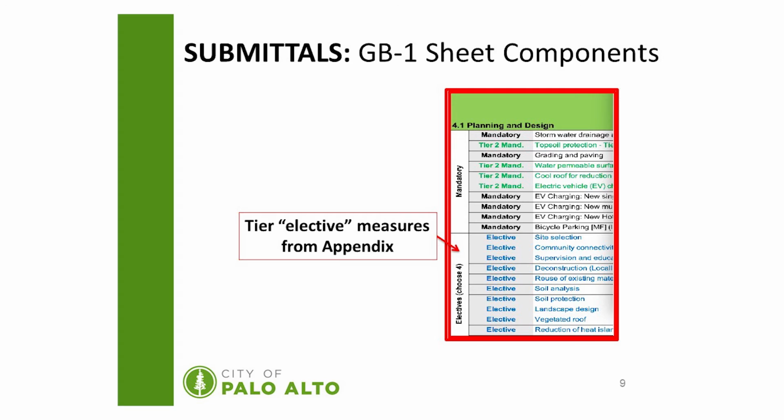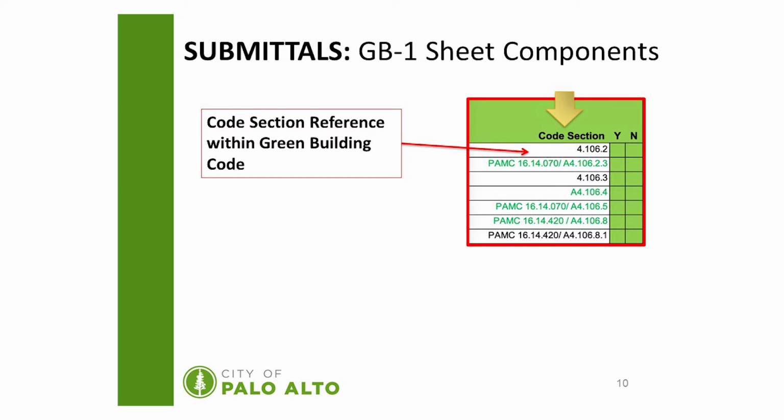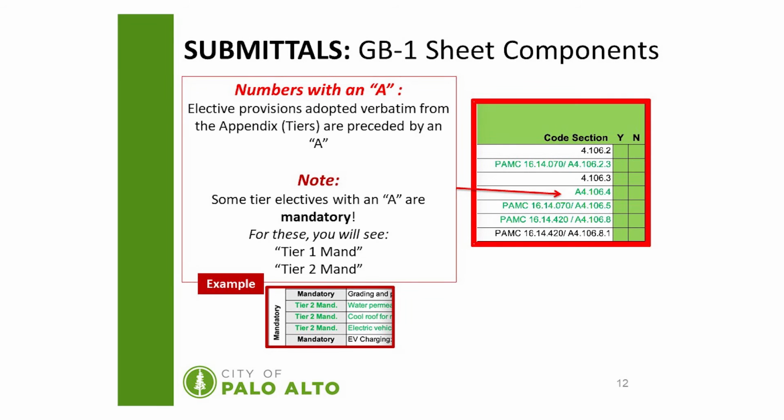The electives are marked also just below for each category, and the minimum number of electives is identified as well within each category. Code section reference is identified again at the top there. When there's a number only, it references the main body of the code. And when there's an A preceding the number, that means it's an elective provision adopted verbatim from the appendix or tiers. And note that there are Tier 1 and Tier 2 mandatory prerequisites, and these are also identified with an A, so just keep that in mind.